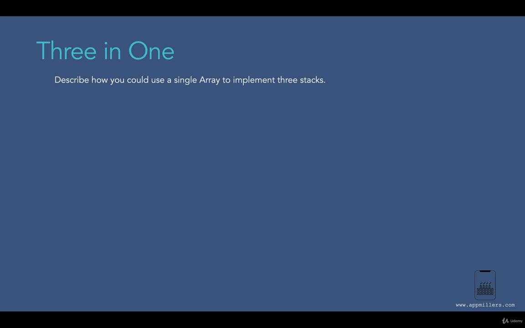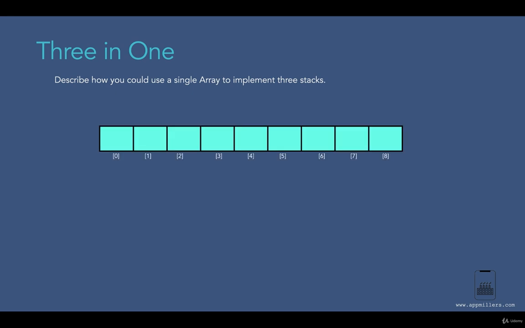So the question is called 3 in 1. Here we need to use a single array to implement 3 stacks in one array. So we have an array like this, and we have to implement 3 stacks by using this array.